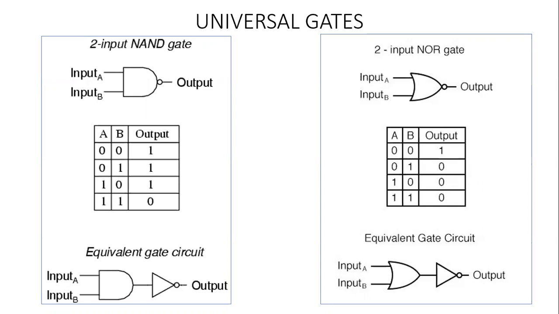So what is a NAND gate? It is an AND gate followed by a NOT gate. What is a NOR gate? It is an OR gate followed by a NOT gate. If you compare both the truth tables, they are absolutely reverse of each other. What was happening in the AND gate? Sorry, this is the AND gate.